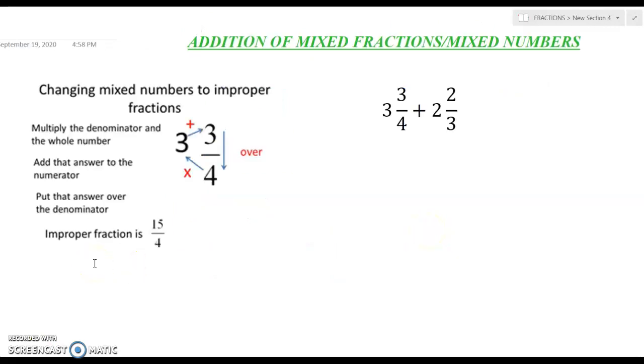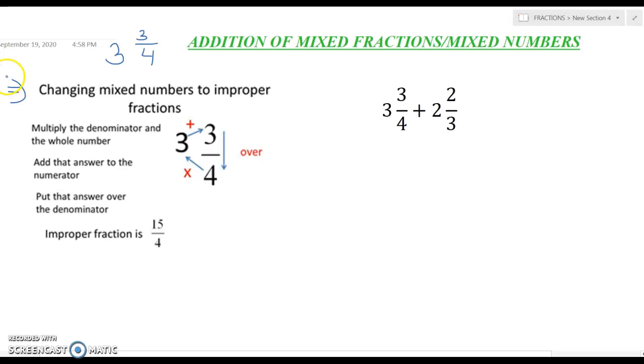So now we're going to look at addition of mixed fractions, or sometimes they say mixed numbers, right? A mixed fraction or mixed number is basically a whole number with a fraction next to it. On the left-hand side here, I just showed you, for those who forgot, how to change a mixed number to an improper fraction, because when we are doing the addition of mixed fractions, we are going to change our mixed numbers to improper fractions.